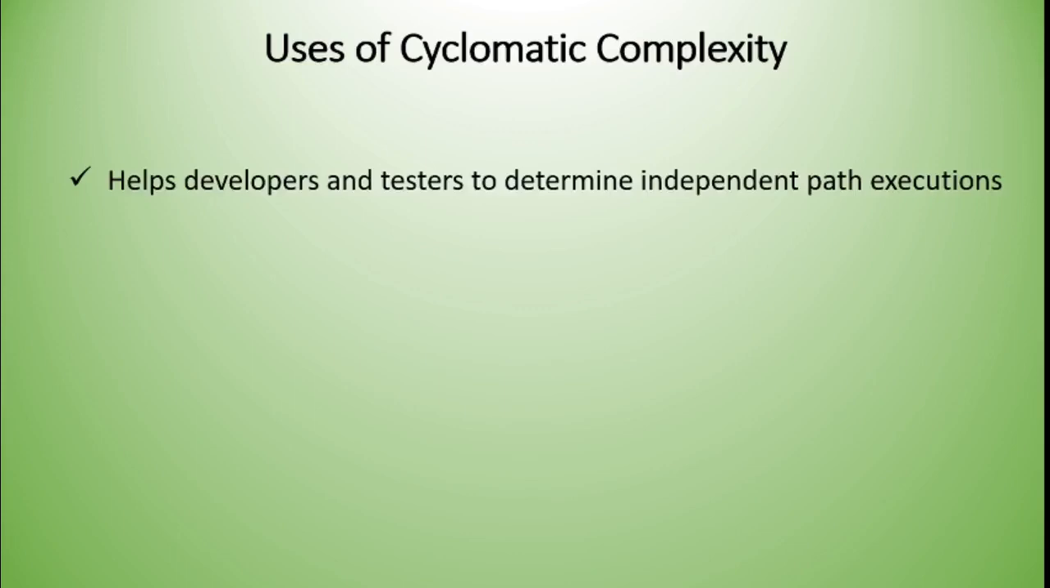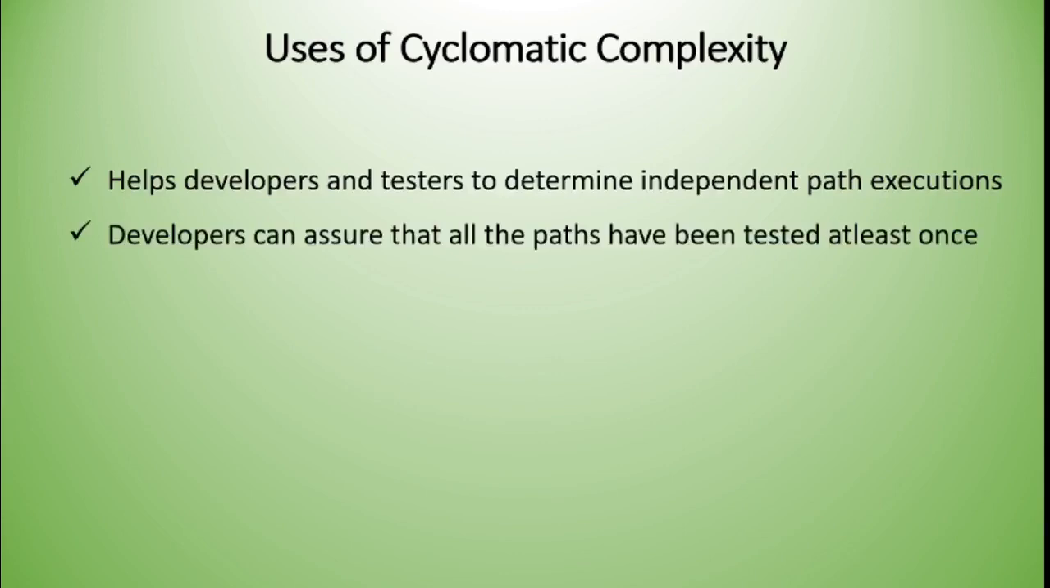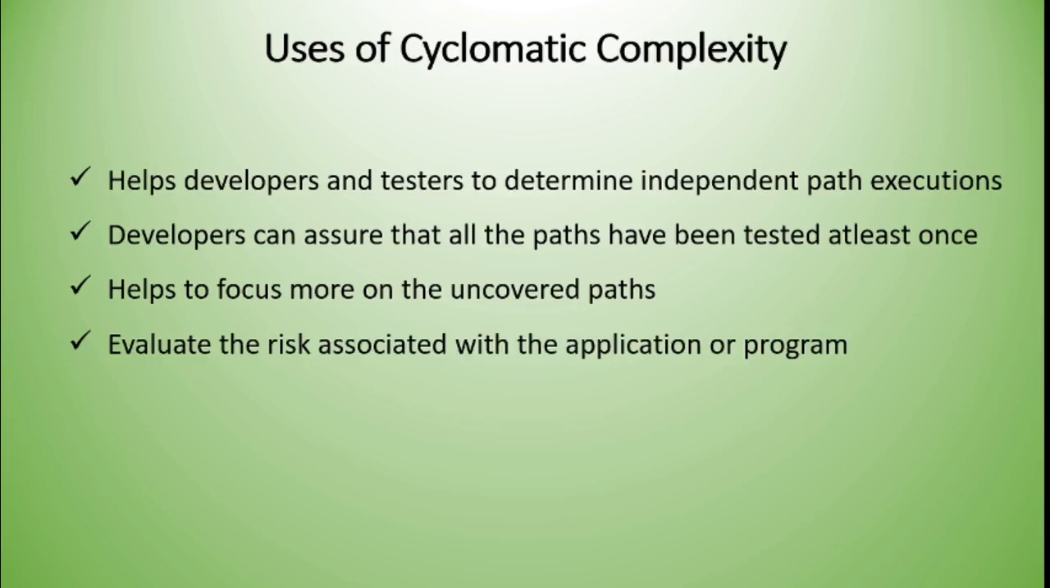And next, the uses of cyclomatic complexity. As you know, it is very much used by software developers and testers to determine the number of independent path executions, and it can assure that all the paths have been tested at least once. It helps to focus more on the uncovered paths, and it is used to evaluate the risk associated with the application or program. Once you find the number of independent path executions, you can test your software. For that, cyclomatic complexity is used.